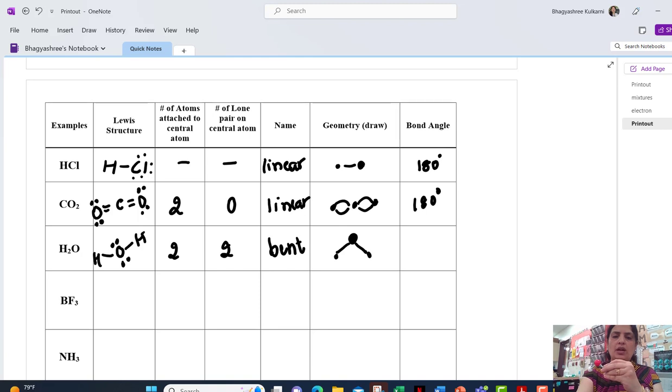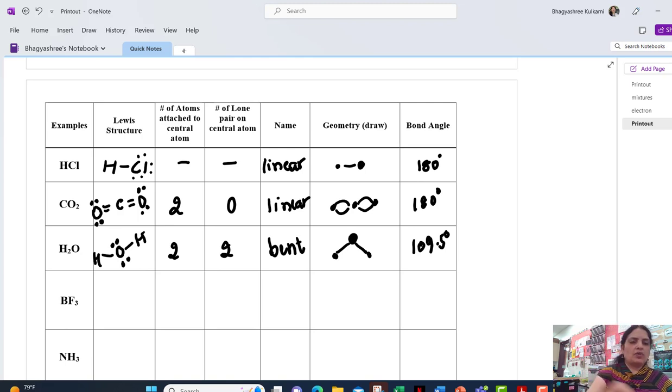And so what happens here is, because there are 2 lone pairs on oxygen, they push down the bonds. So instead of being linear, the bonds are pushed and it is bent. So this one is a bent shape with a bond angle of 109.5 degrees. Okay. The next one is BF3.